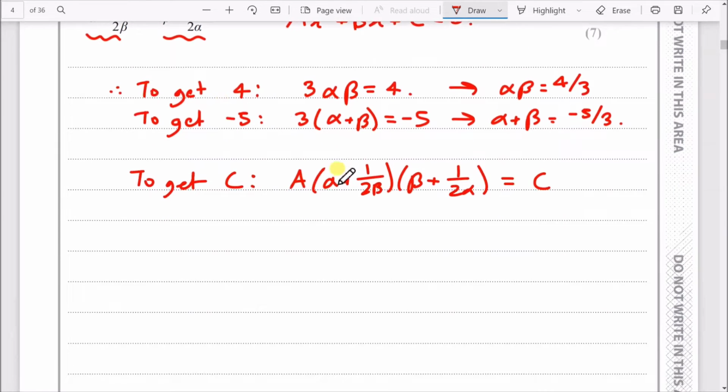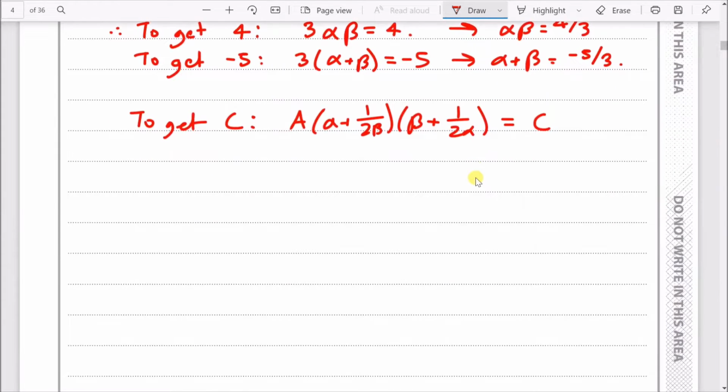Now, all you have to do is expand the bracket here. Let's have a look. Alpha times beta is alpha beta. Alpha times 1 over 2 alpha is alpha over 2 alpha, so basically the alphas cancel out, you get a half. Next, beta times 1 over 2 beta is just 1 over 2. And lastly, 1 over 2 beta times 1 over 2 alpha is 1 over 4 alpha beta. Cool, that's supposed to equal C.